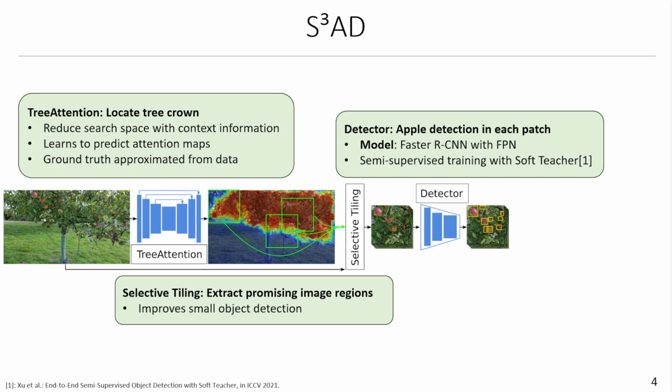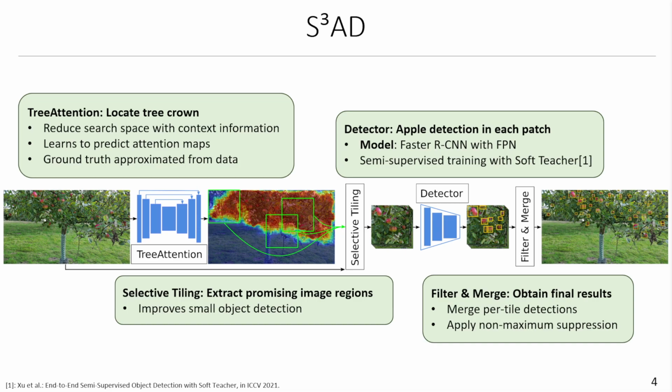In the following stage, the extracted image tiles are processed by the detection module, which is a Faster R-CNN with a feature pyramid network that was trained in a semi-supervised fashion with SoftTeacher, which is a pseudo-labeling framework that uses the student-teacher method, in which the teacher learns to generate pseudo-ground truth from unlabeled data, which is used by the student in combination with labeled data during training. In the last stage, false positives are filtered and the per-tile results are merged and mapped back onto the original image. Lastly, non-maximum suppression is applied to obtain the final results.